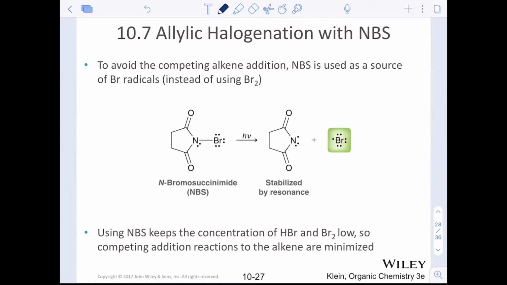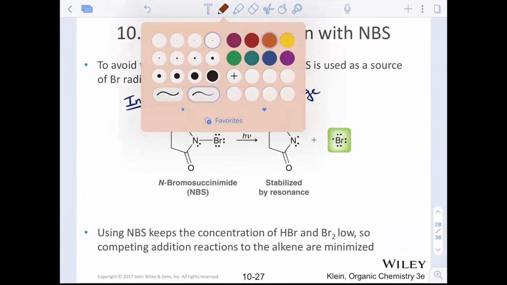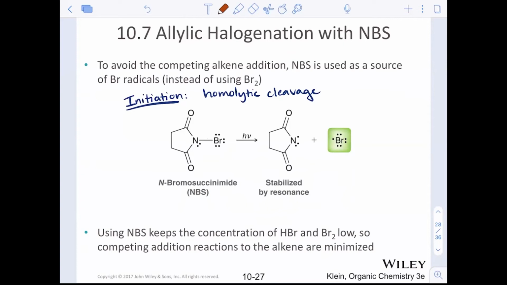Instead, what we want to use is a bromine source that keeps the amount of bromine low. So we will use NBS, N-bromosuccinimide. Notice it's one equivalent of bromine radical for every one molecule instead of Br2, which would have been 2 equivalents of bromine radical. The initiation step here for this reaction starts with the homolytic cleavage of NBS. So NBS instead of Br2 will be over the reaction arrow.